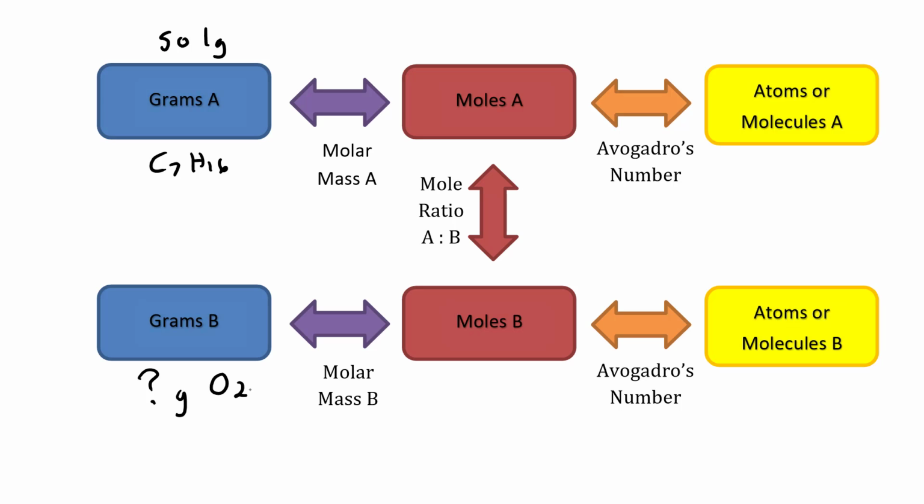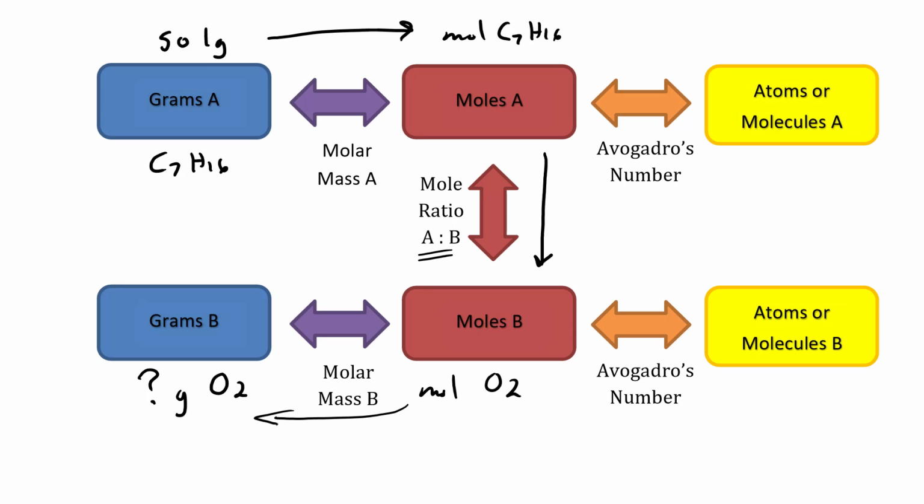So I will use the molar mass to convert from grams of heptane to moles of heptane. I will then use the mole bridge to convert from moles of heptane to moles of oxygen. And we will use the coefficients from the balanced chemical equation to do this. Lastly, I'll use the molar mass of O2 to convert from moles of O2 to grams of O2.